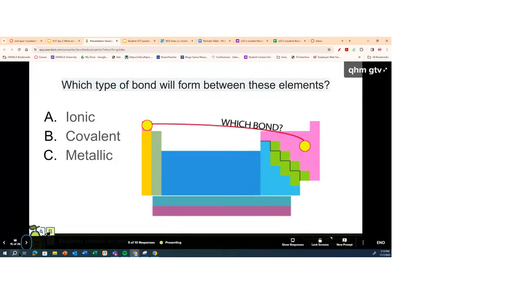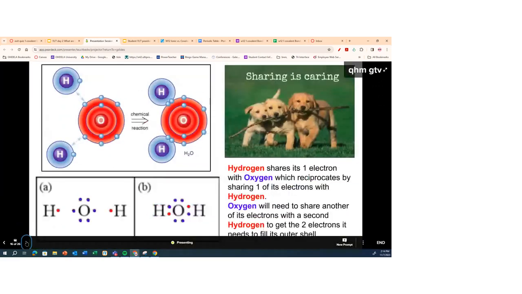All right, let's look at this next one here. Okay, so non-metal and non-metal are covalent. Metal and non-metal are ionic. Okay, so we're close to the end of these slides. So if you can see the Lewis dot, oxygen, if you look at the periodic table, oxygen is in group 16.